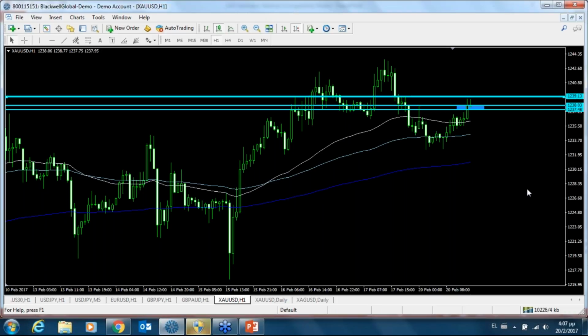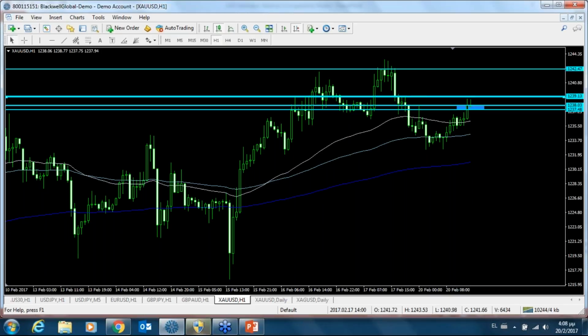Okay, so these are all very close to psychological numbers and levels, and it's giving us the hint that it has a bit of a bullish type bias. It has found support there, trying to pierce through these two zones. If it goes above 1239.13 or 1239.20 and above, then you have got more room to the upside as it goes upwards.